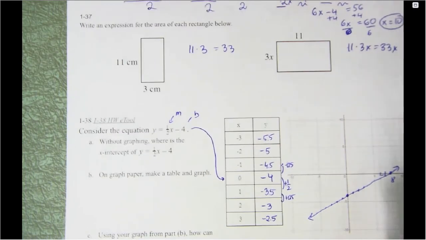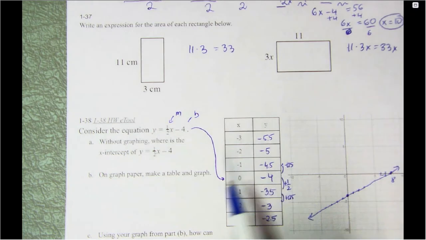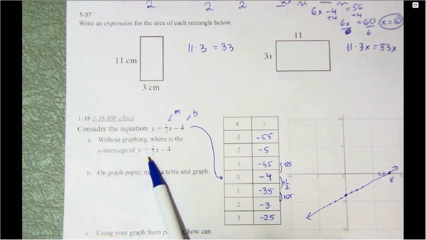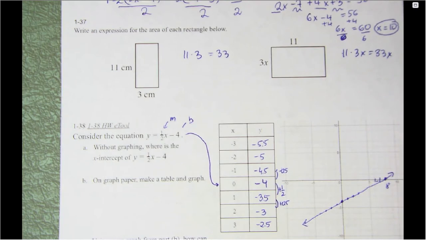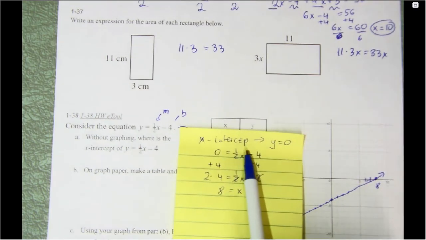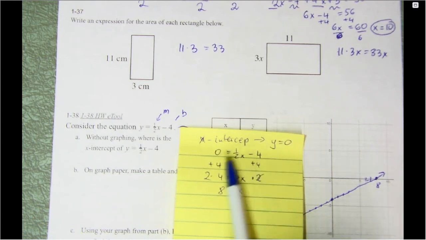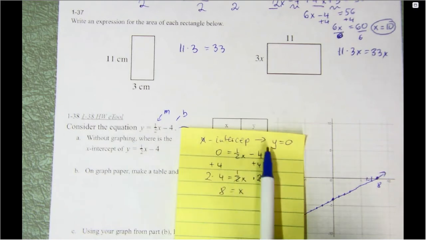Okay, we have the equation y equals 1/2 x minus 4. And the first thing is they want me to find the x-intercept of this without graphing. So I put it on a separate piece of paper. X-intercept means when it intercepts with the x-axis, so that means y will be 0. So I'm replacing the y with 0 in my equation, and I'm solving it.